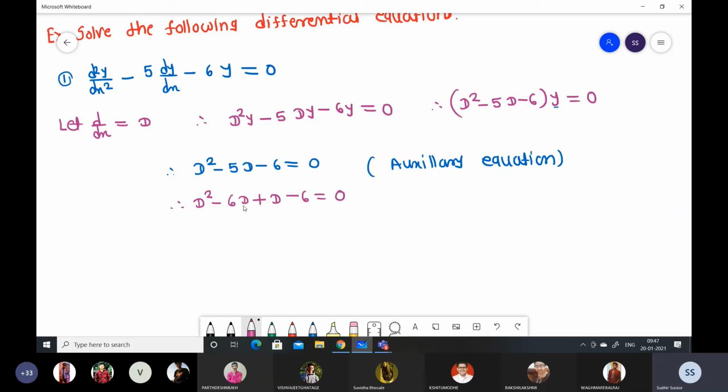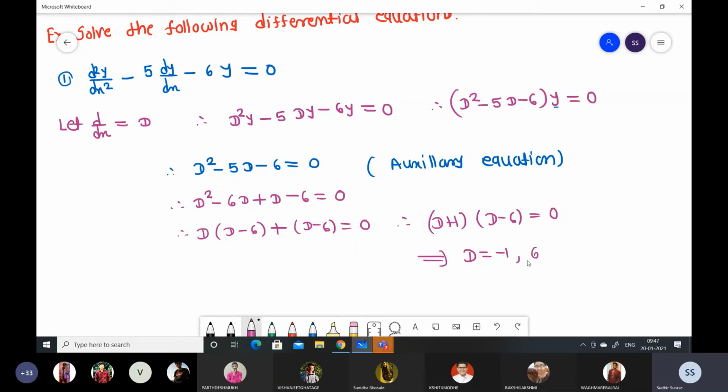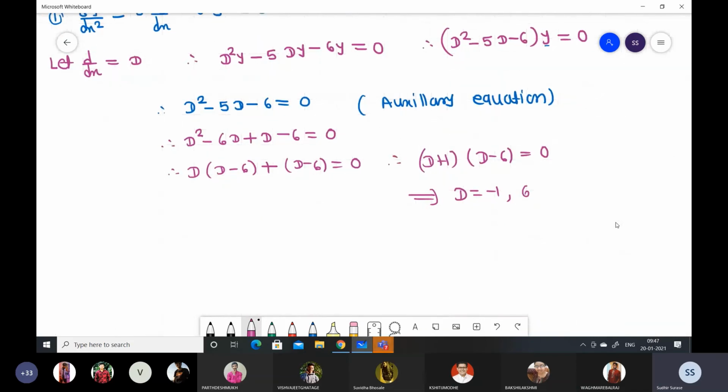And don't worry, if you don't know how to do factorization, then go for the quadratic formula. Otherwise, go with the calculator. Choices are yours. And now I'll take D common. Therefore, D in bracket D minus 6 plus 1 times D minus 6 is equal to 0. And now D minus 6 can be taken common. Therefore, D plus 1 times D minus 6 is equal to 0. So this implies D is equal to minus 1, and corresponding to the other factor we have 6. So we have roots real and distinct. Therefore both roots are real and distinct.